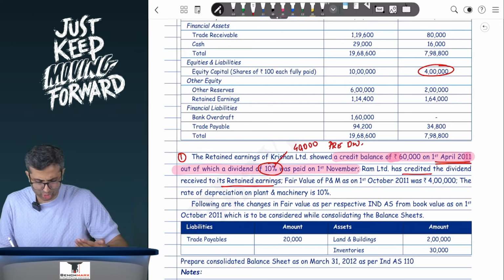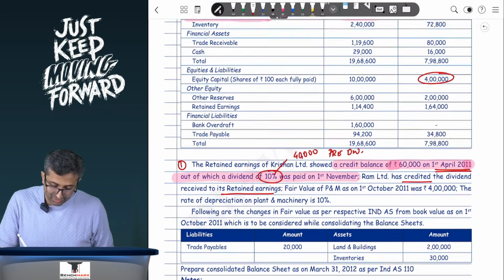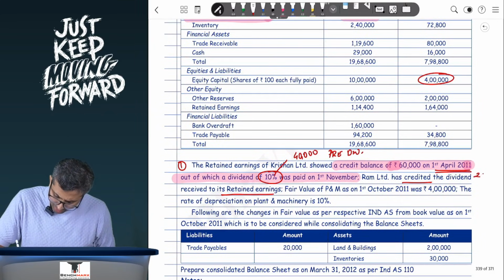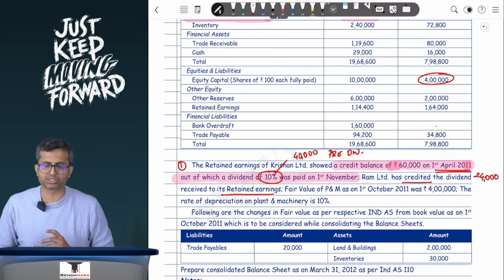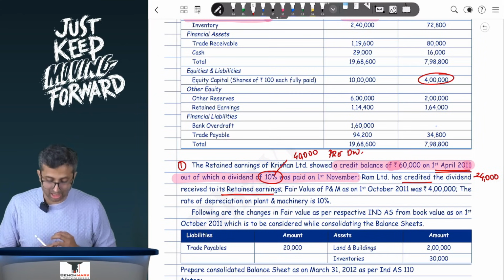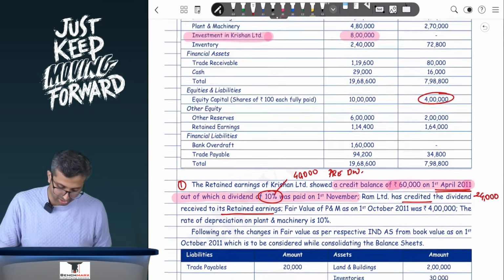Okay, so the receiver, that is Ram, would have received 60% of this. So that is 24,000 they must have received. Total dividend paid is 40,000, out of which 60%, which is Ram's stake, on 1st November, and Ram credited it to its profit and loss, that is retained earnings.